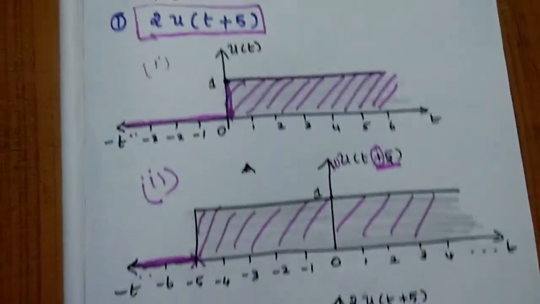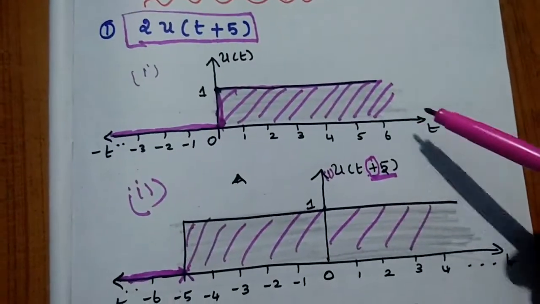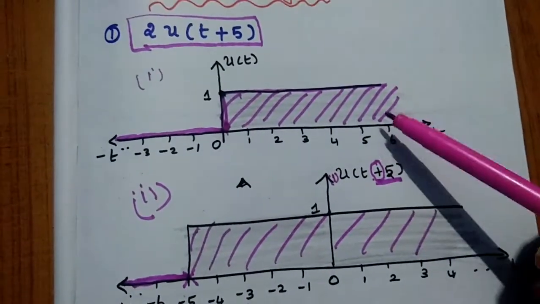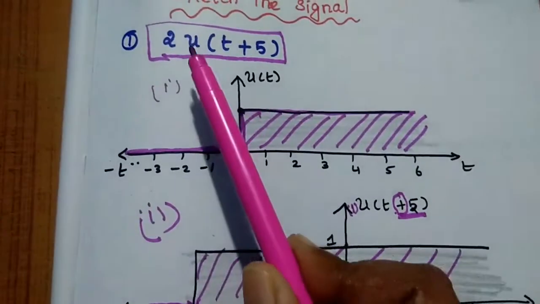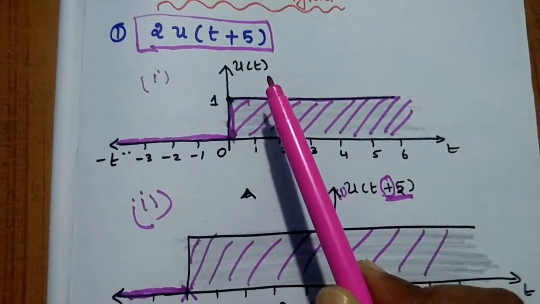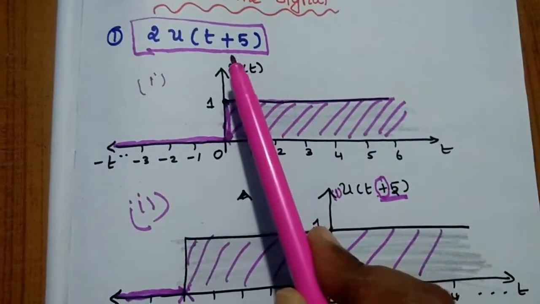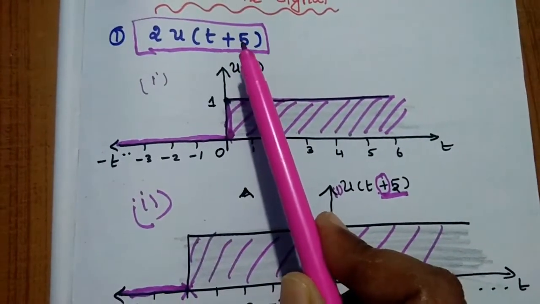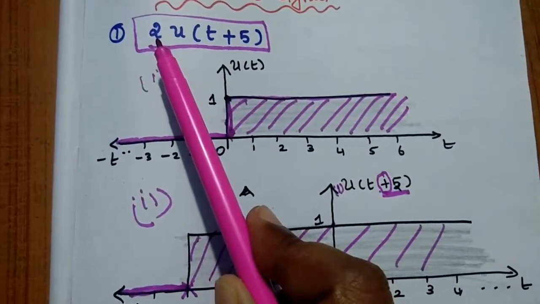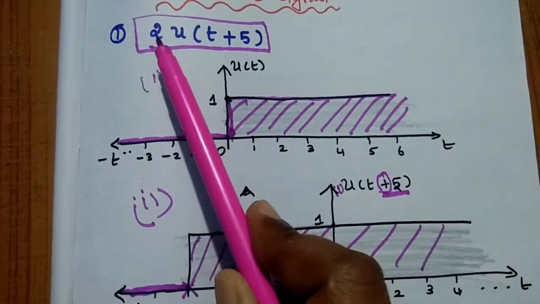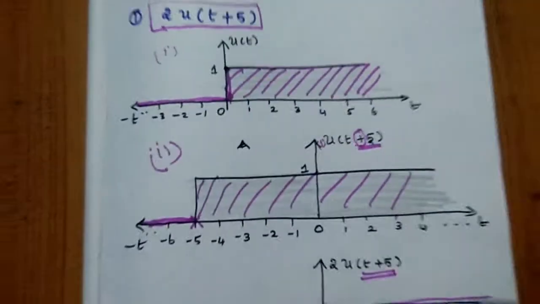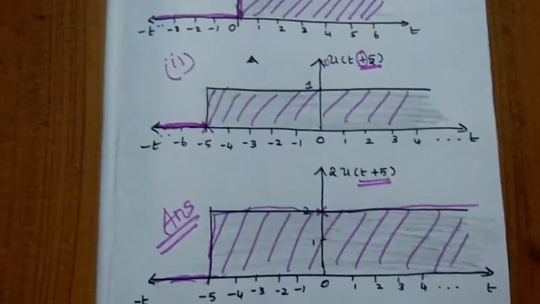Okay. So sketching the signal means we have to draw the signal step by step. First we have to draw the basic signal. If u is given, the basic signal is u of t. Then the next step is we have to shift the signal. And the next step is to multiply the amplitude of the signal by the given value. So this is the answer for this problem.